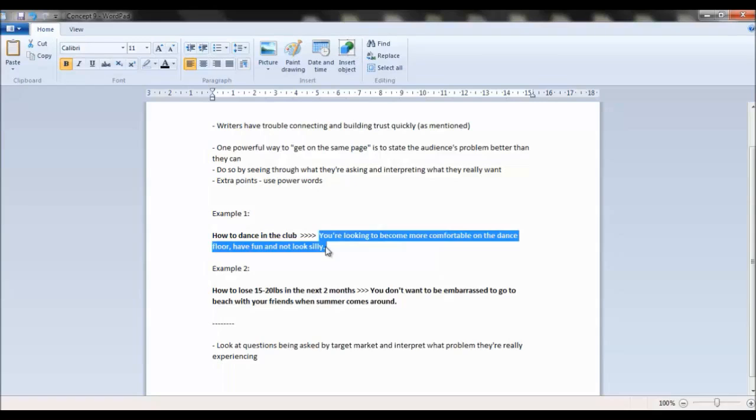A middle-aged man who was looking to learn how to dance in the club, as they ask, is actually looking to become more comfortable on the dance floor, have fun, and not look silly. So if I was to write a piece of content, instead of saying learn how to dance in the club, I'll say something like, so you're looking to become more comfortable on the dance floor, you're looking to have fun and not look silly, and then so on and so forth.